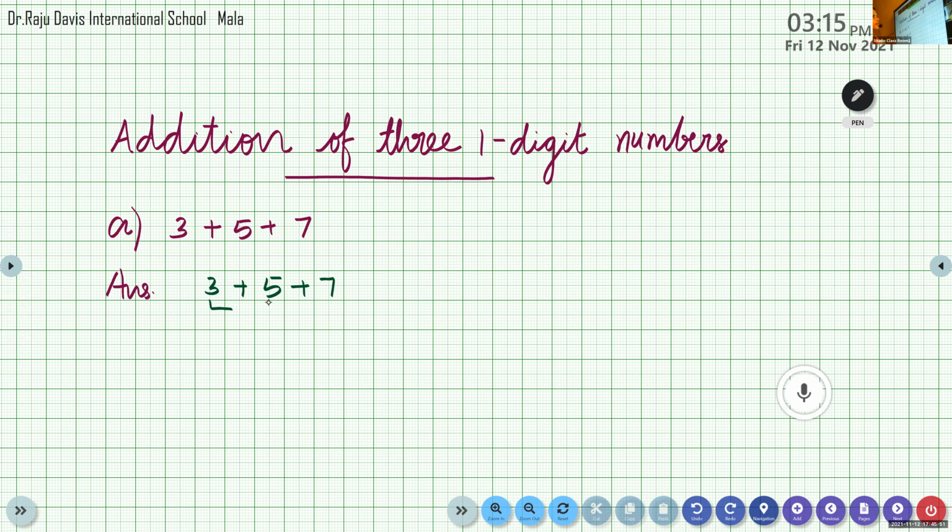So 3 plus 5. Aisha, what's the answer? 3 plus 5? Five in the mind, three on the fingers. Six, seven, eight. So we will get the answer eight. Now we will add the third number. That means eight plus seven.